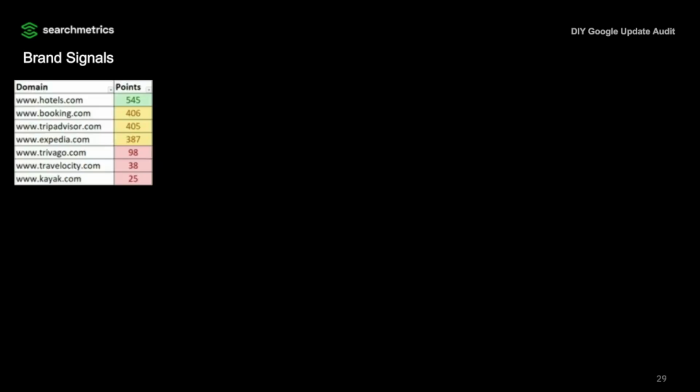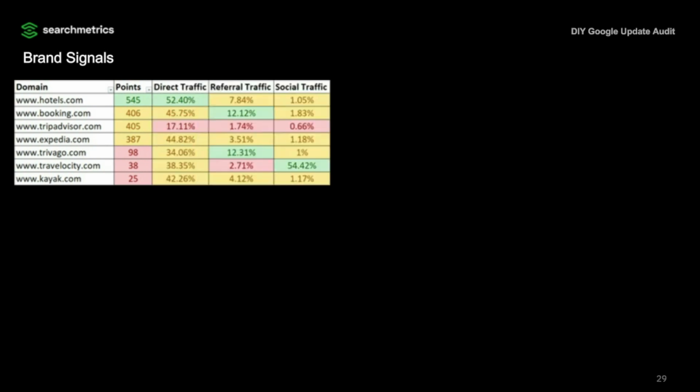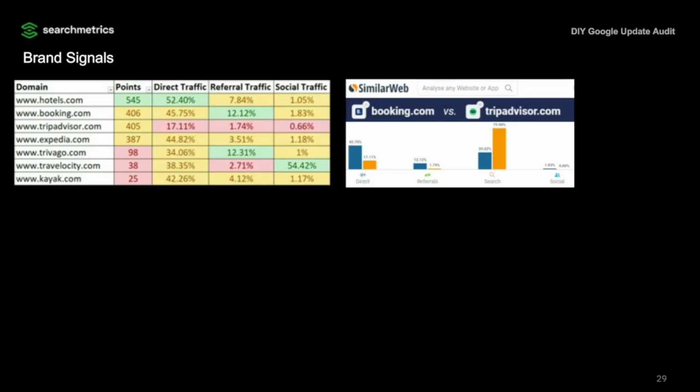Let's have a look into the brand signals for those domains. So there's a high percentage of direct traffic and referral traffic and social traffic for the winner, hotels.com. The thing is that TripAdvisor.com is having the least direct traffic, the least referral traffic, and the least social traffic of all those domains that are now in the top ranking.